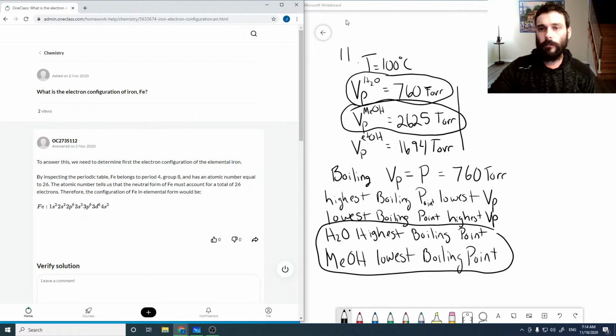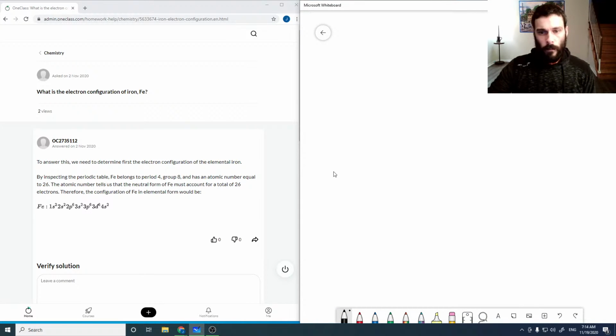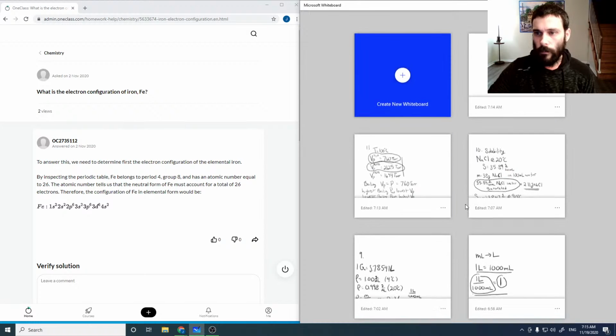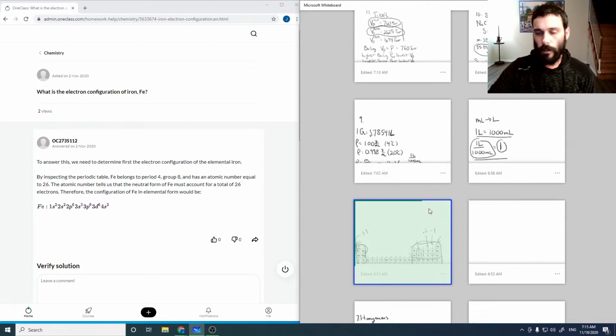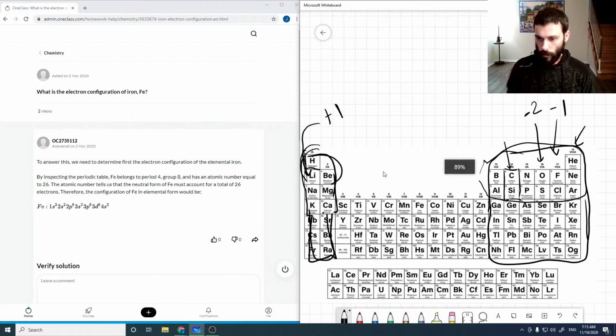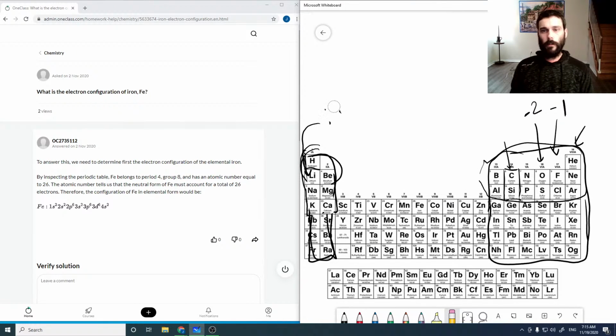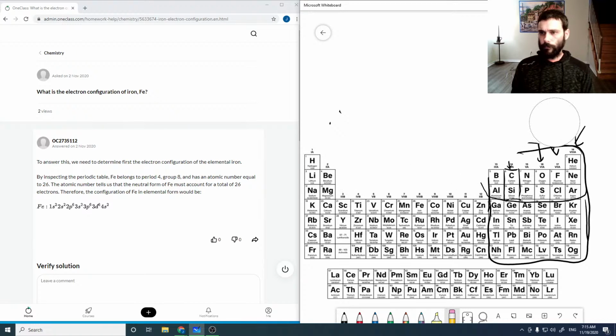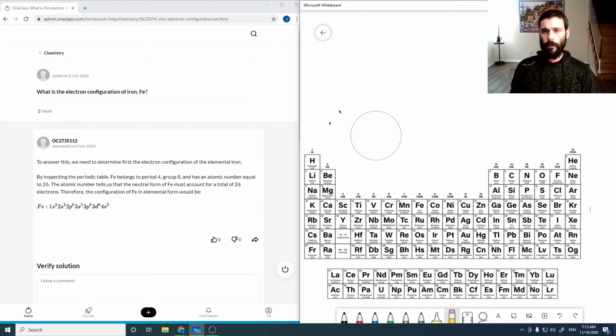Okay, so in this one, we're looking for the electron configuration for iron. So I'm actually just going to grab this out again just quickly, and I'm going to erase this stuff. Okay, so for electron configurations, we just need to find where the element is and fill up our orbitals, right?